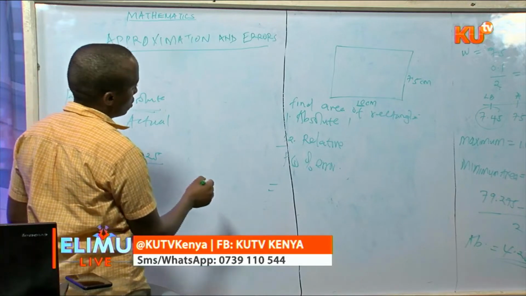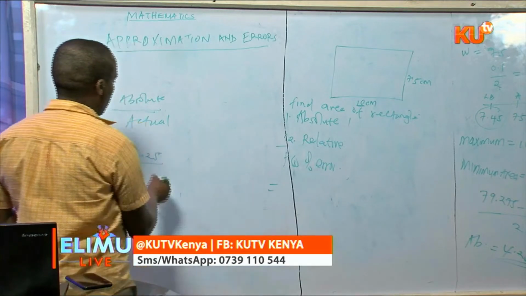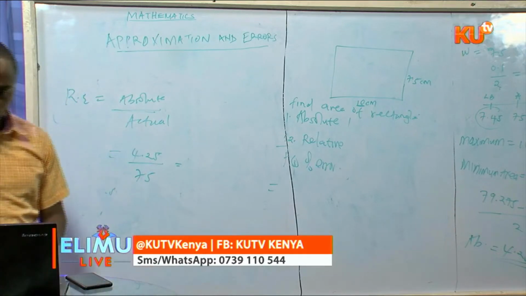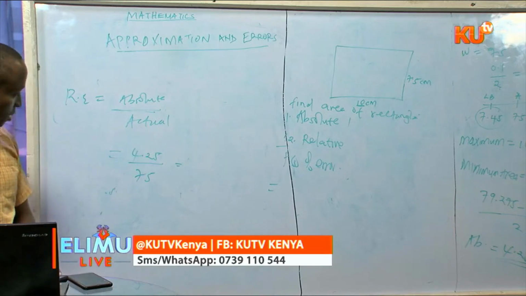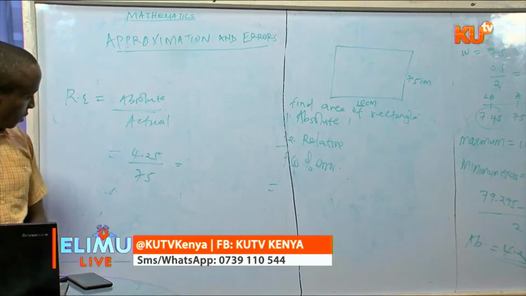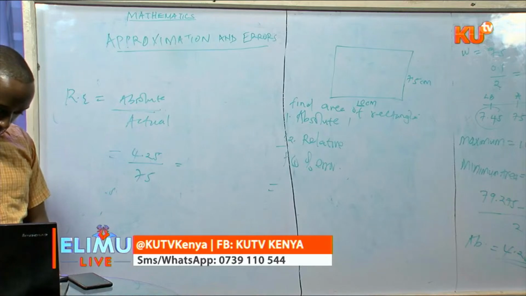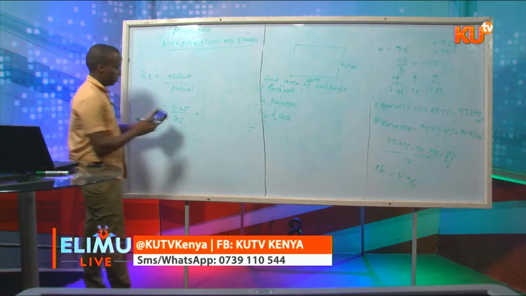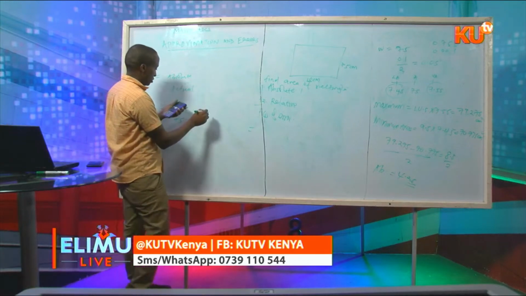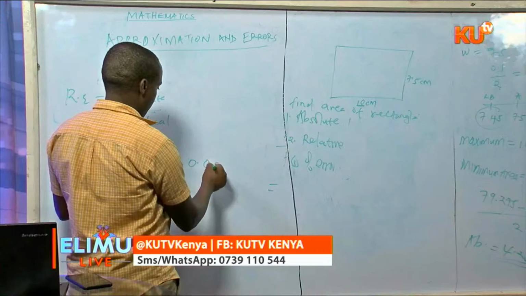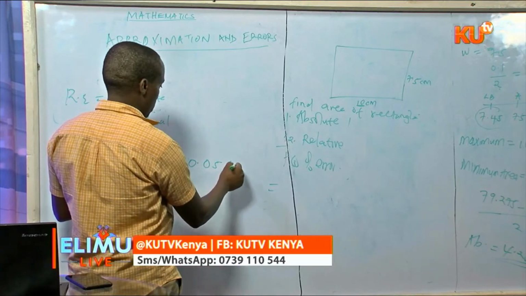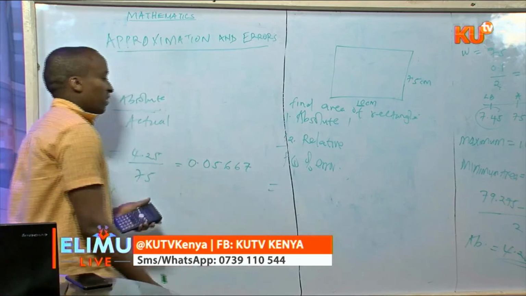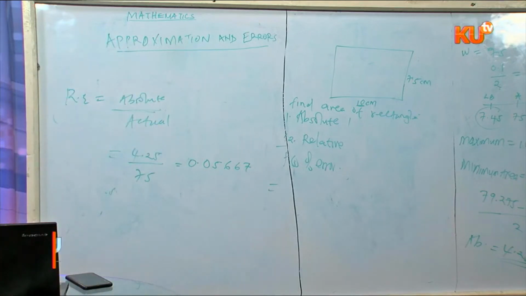The actual was 75, to be very simple. So that is 7.25 divided by 75. You get 0.0566. You just write it in four significant figures. We'll round off that one to be 7. So that is our absolute.